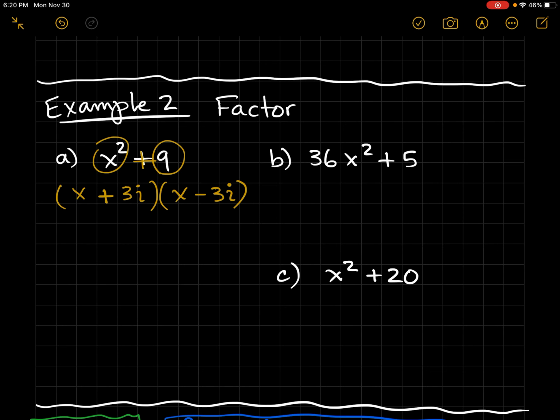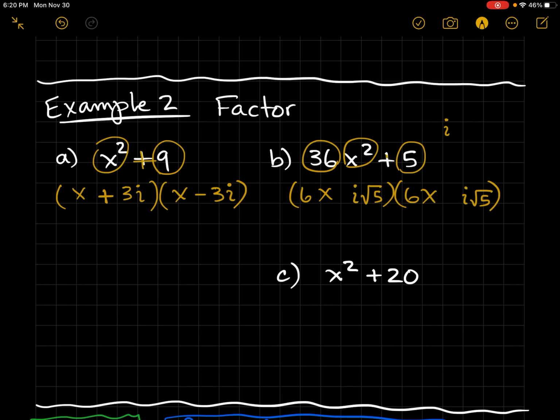Alrighty, part B. Is there a GCF? No. So I'm going to start taking my square roots. That's 6. And that's 6. Square root here is x. And now that's a plus sign. So I know I've got to have my i's in there somewhere. But what's the square root of 5? Square root of 5 is the square root of 5. And I need the i. But remember, we make the radical go last. I need one plus and one minus.